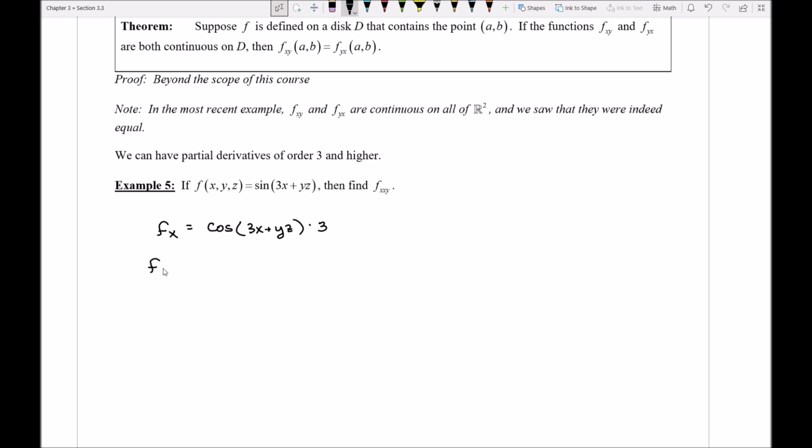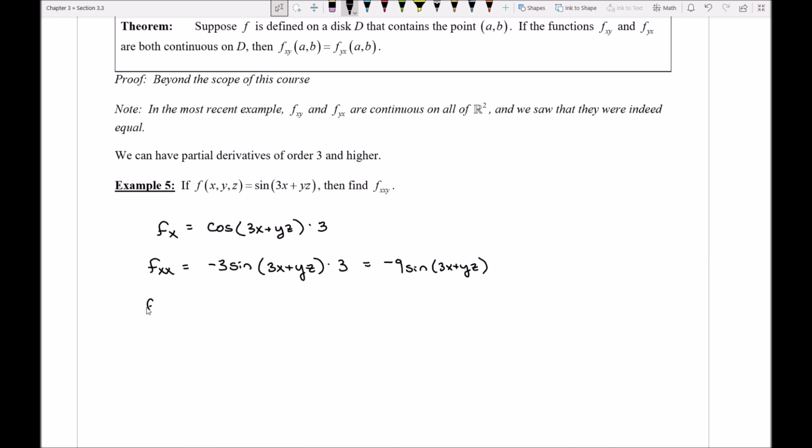Now, if I wanted to take the derivative again, but with respect to x, I would just keep going. I would say, okay, well, this is going to be negative 3 times the sine of 3x plus yz. And again, I'd have to chain rule. Since I'm doing my partial derivative with respect to x, I should still get 3 back, because again, y and z are just numbers. The derivative of those is going to be 0. Ultimately, this is going to be negative 9 times the sine of 3x plus yz.